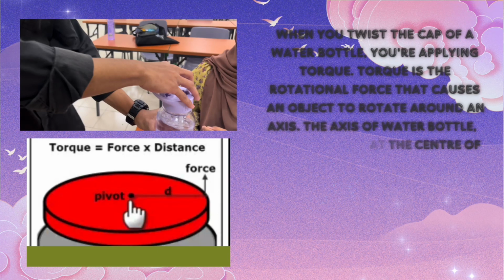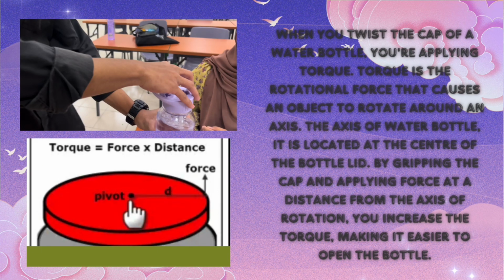When you twist the cap of a water bottle, you are applying torque. Torque is the rotational force that causes an object to rotate around an axis. The axis of the water bottle is located at the center of the bottle lid. By gripping the cap and applying force at a distance from the axis of rotation, you increase the torque, making it easier to open the bottle.